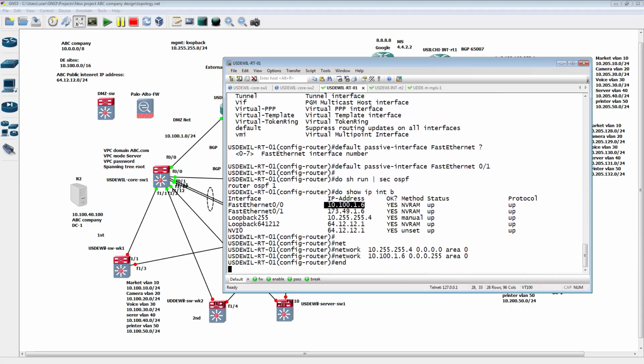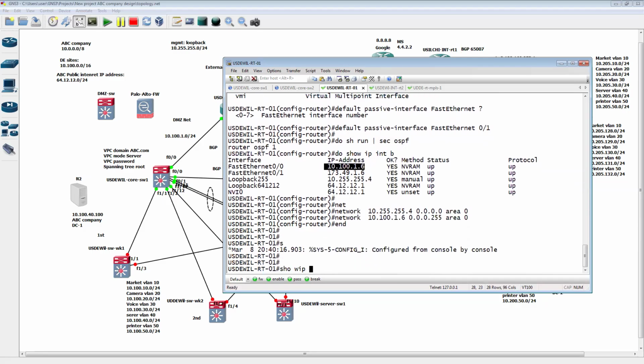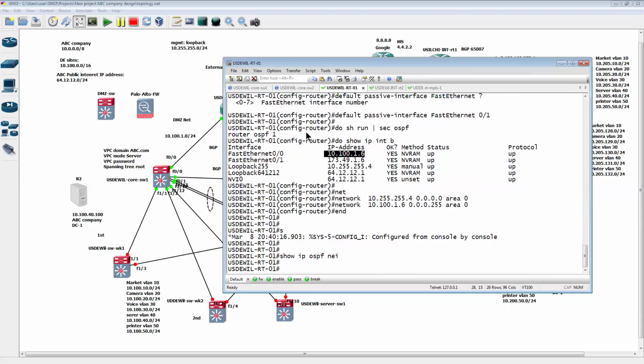So now we have a neighbor. So do show IP OSPF neighbor. Okay, so we don't have the neighbor yet. So we have to tell from here too, because we have to turn it on from here.